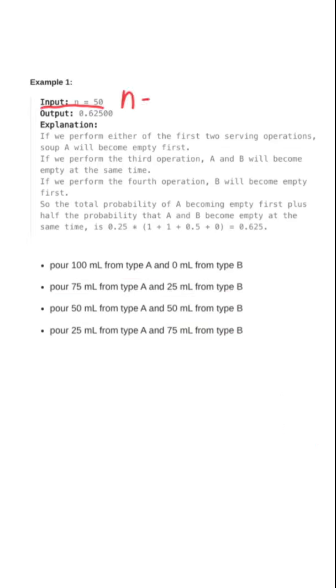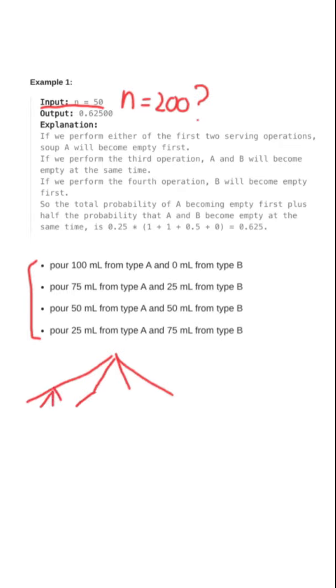But let's say we started with a lot more, like 200. We'd have to take multiple turns. So on the first turn, we could choose from any of the four options. Then after that, we'd have to add that to the probability of each of the four options from the next turn. So it ends up being a lot more computations, which is why this problem is perfect for dynamic programming, because we can first start out by solving with a small number of milliliters, and then as we work our way up, we can use our probabilities from our previous solutions to help us along.